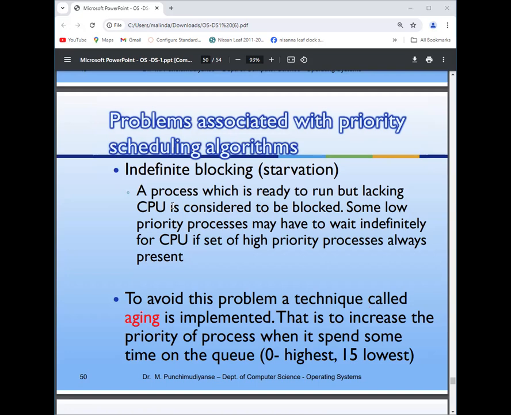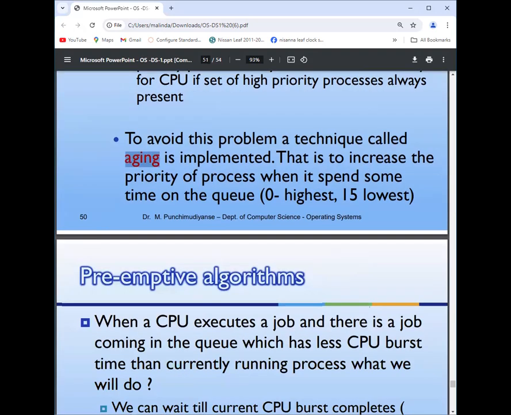So this aging concept was introduced to help alleviate this problem of shorter running jobs coming, bombarding and preempting the longer running jobs, so that the longer running jobs don't get CPU time. That's all. Now that is how the priority of a process is implemented: 0 is the highest, 15 is the lowest.